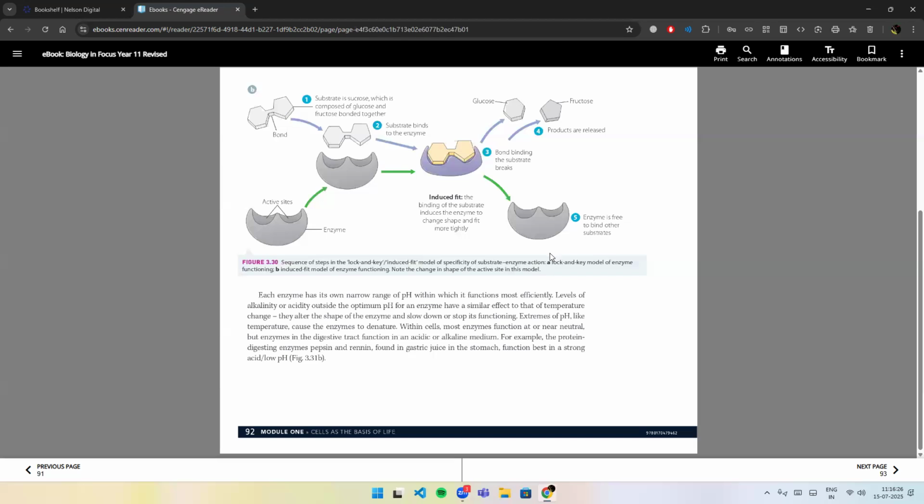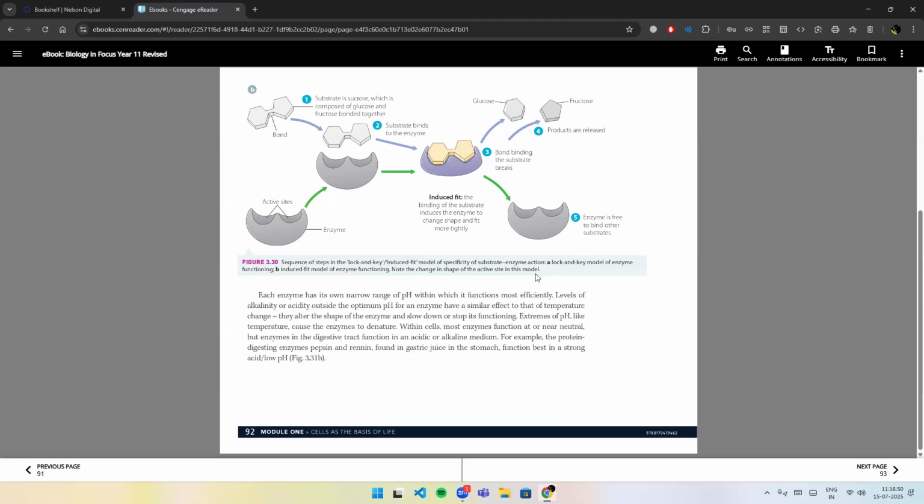Each enzyme has its own narrow range of pH within which it functions most efficiently. Levels of alkalinity or acidity outside the optimum pH for an enzyme have a similar effect to that of temperature change. They alter the shape of the enzyme and slow down or stop its function. Extremes of pH, like temperature, cause the enzymes to denature.